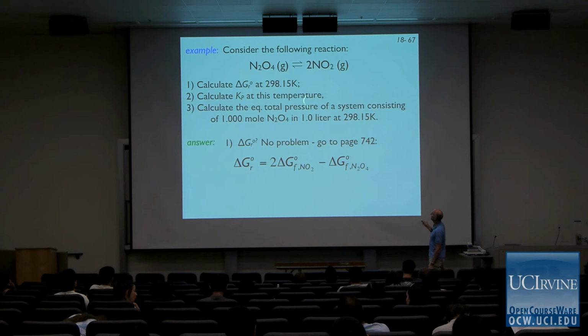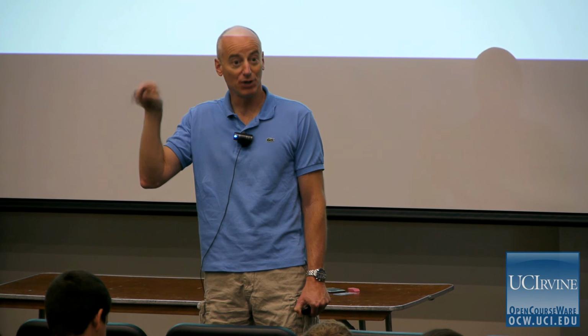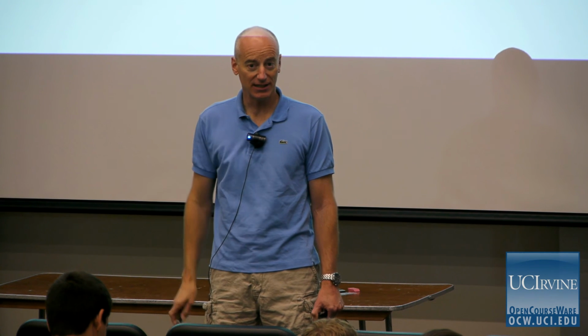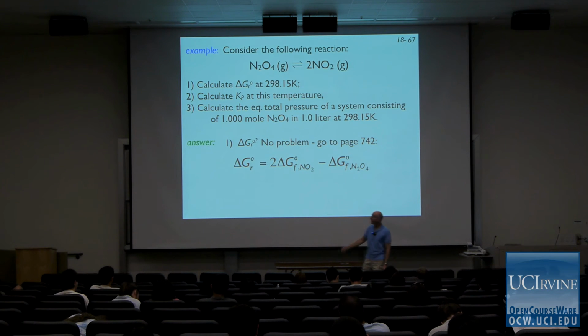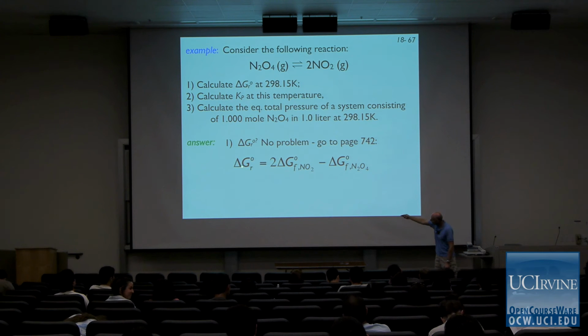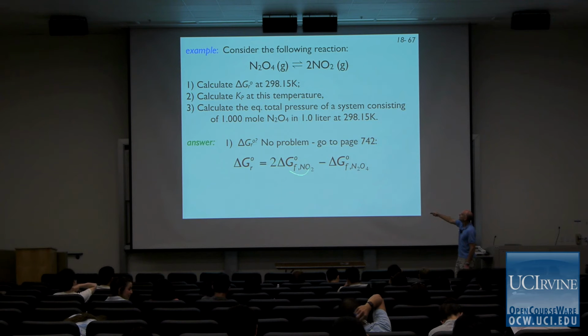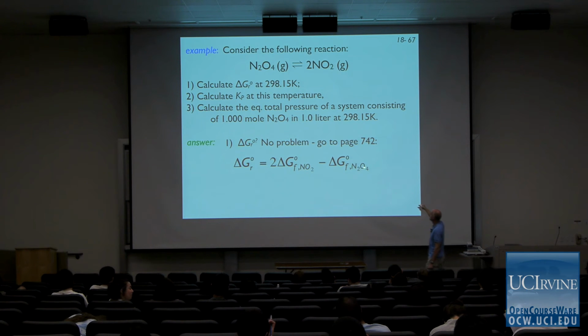Now, we're not given that here, for goodness sakes, but fortunately you've got your book, and there's a table of Gibbs energies of formation in the back of your book. You can just open up that table and calculate this. The standard reaction Gibbs energy, where that R is actually underneath right there, is 2 times the standard Gibbs energy of formation for the NO2, because that's the product, minus the standard Gibbs energy of formation of the N2O4. That's going to give us the standard reaction Gibbs energy.